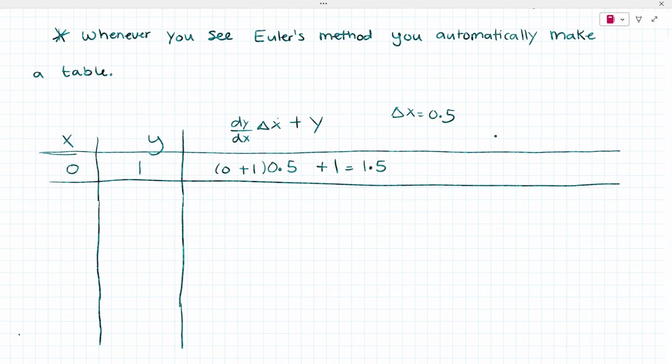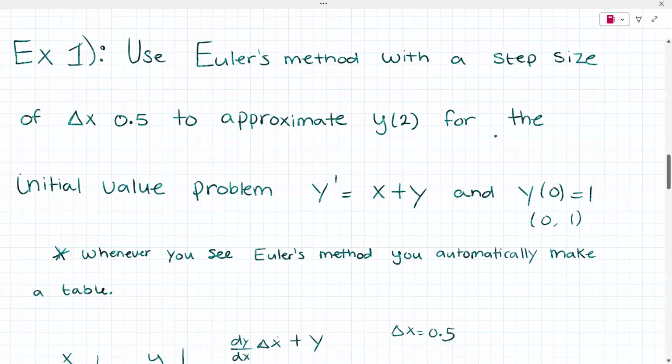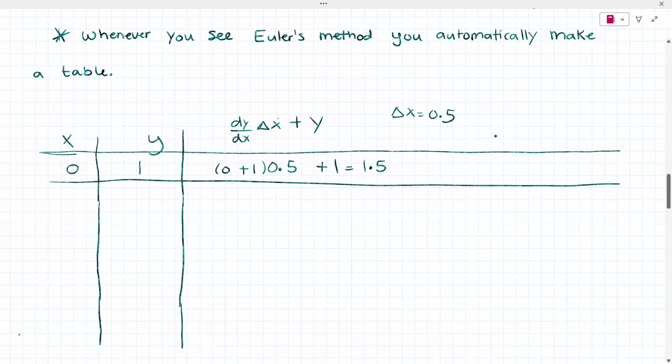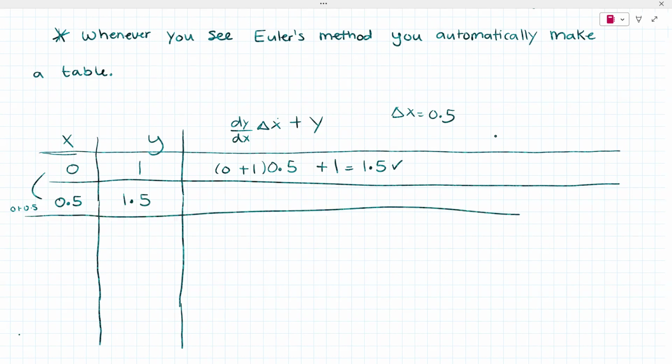Okay. Now we have to get to the x value 2. We started at 0. How are we going to get to 2? Well, if our delta x is 0.5, we're adding increments of 0.5 on the x coordinates. So 0 plus 0.5 is 0.5, right? And then what is our y? The y value is this answer right here, so our y value will be 1.5. And then you just do the same process again.